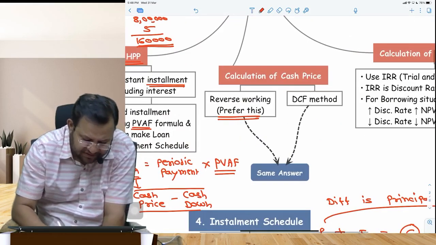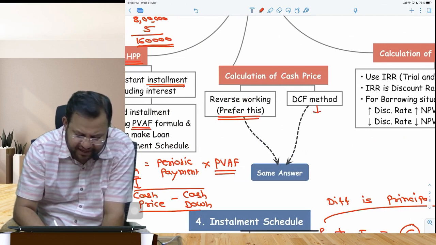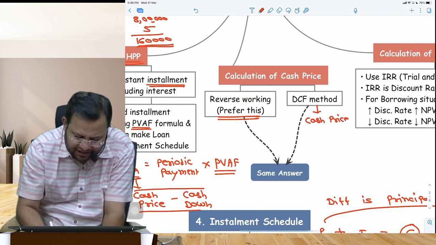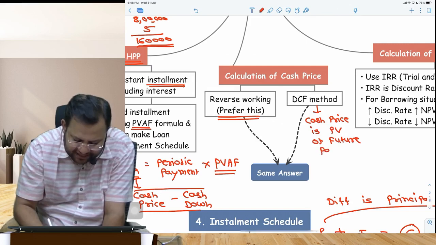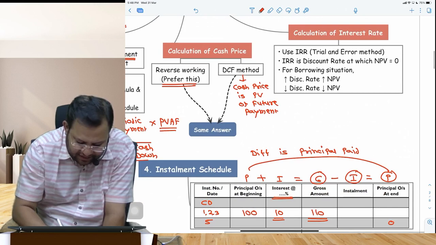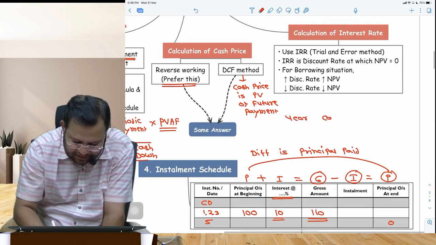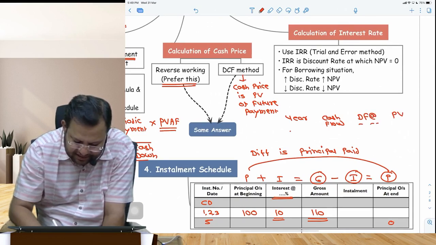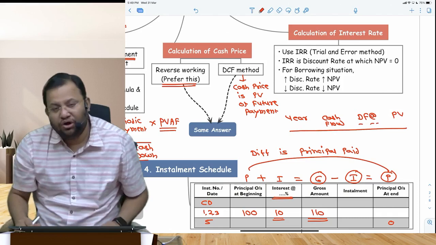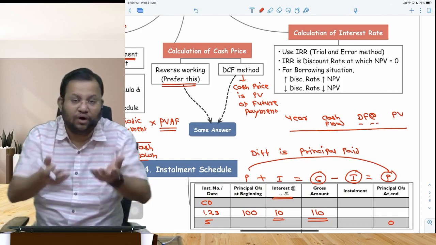So you can do reverse working or you can do DCF. In DCF, what will you do? We say cash price is the present value of future payments. Cash price is present value of future payments. So you can just find the cash price directly by preparing a table. What table do you prepare? The table has year, cash flow, discounting factor at the rate of given interest rate, and present value. You make such a table, and the answer in that table will be your cash price.